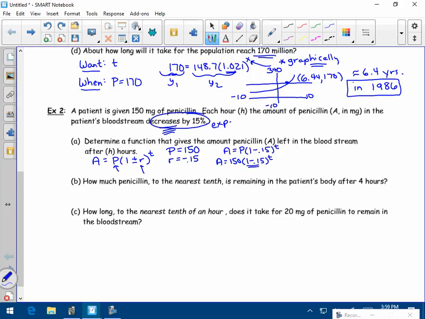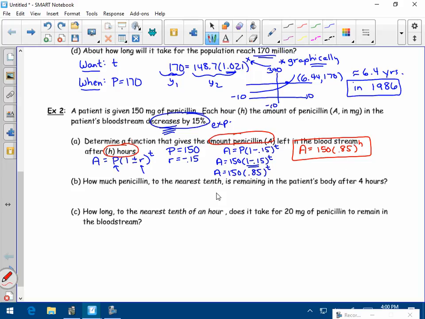We can clean that up a little bit too. A equals 150 times 0.85 to the T. Now one thing I get a little lazy about is leaving these A's and T's. You really got to be careful because the Regents will take off for that. They want the amount remaining to be A and the number of hours to be H. So we're going to have A equals 150 times 0.85 to the H. And that's really our answer.